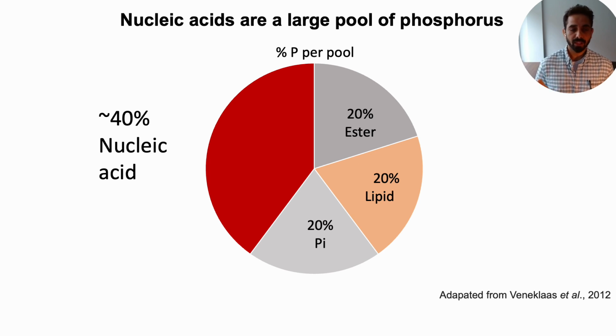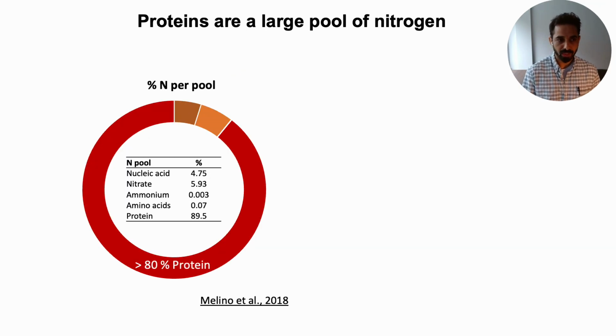So nucleic acids are a large pool of phosphorus. About 40% of cellular phosphorus goes towards nucleic acid. Now, as you can imagine, with increase in ploidy, there is increase in nucleic acid content. So you might expect an increase in needed phosphorus to maintain or construct that cell. And so it's true for nitrogen. In this case, most of the nitrogen pool goes towards protein content.